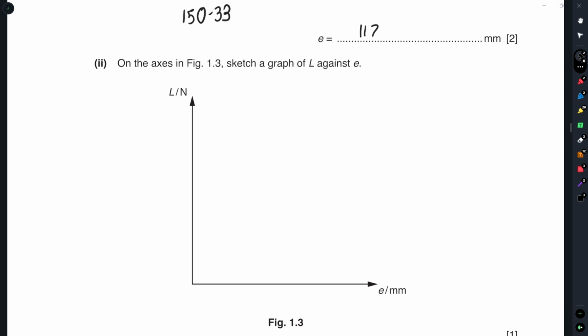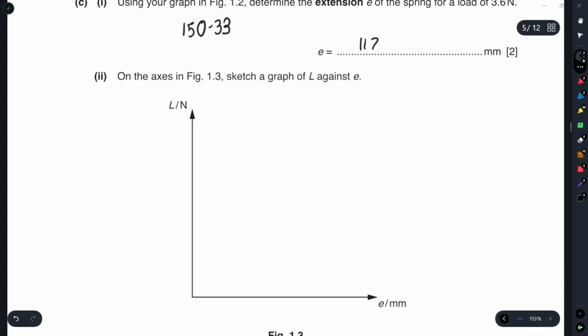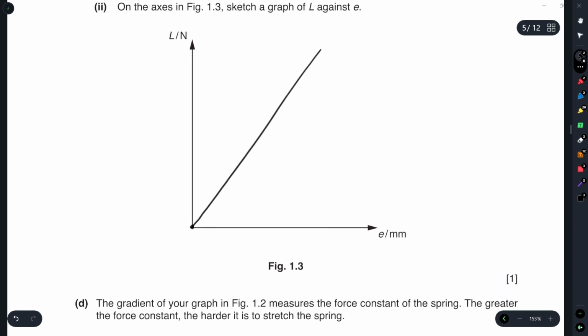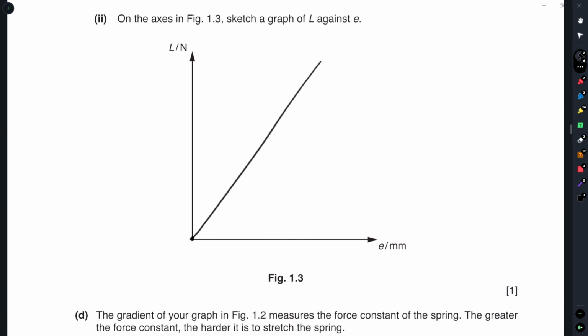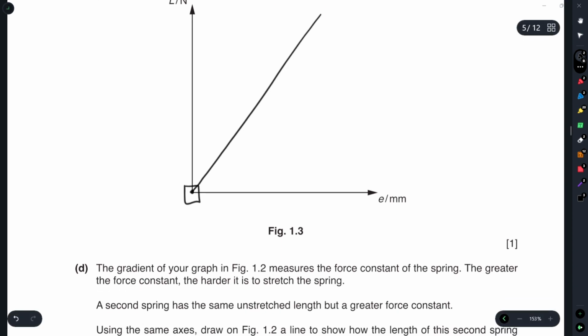On the axis, sketch a graph of L against E. So L against E is going to pass through the origin, of course, and it's just one mark, so it's going to be a straight line passing through the origin. That's the important part. तो इस वजह से आप जो है वो ये कहेंगे कि भाई this is how the graph is going to look like.